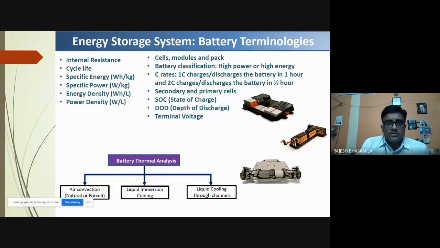So these are a few of the parameters: internal resistance, cycle life, specific energy, specific power, energy density. We are all going to look into these terms in the next unit. So this is called the battery management system.